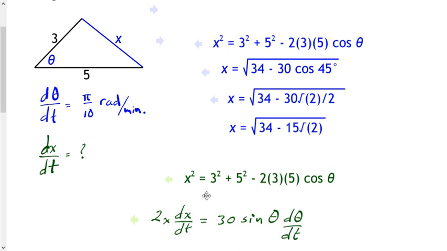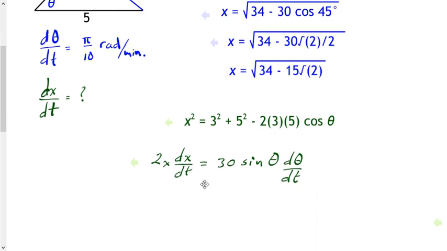Here I have the 30 times cosine theta. Derivative of cos is negative sine, but I was subtracting here, so the two negatives canceled out. These two were constants, so their derivative is just 0. So that's why they've disappeared. So the derivative of cosine of theta is negative sine theta times the derivative of the inside function, d theta dt. And there's a relationship that relates these two rates together, hence a related rate question. We want to solve what dx dt is equal to.